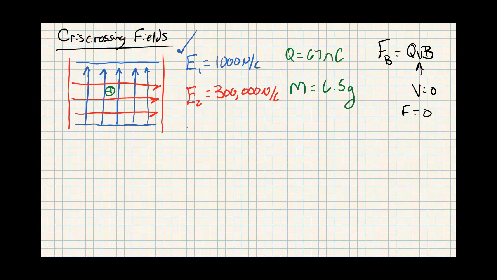The particle is shown to have a velocity now of 127 meters per second into the page. What direction and strength of magnetic field is necessary such that the particle will pass through this region undeflected? When you're ready for the answer, resume the video.